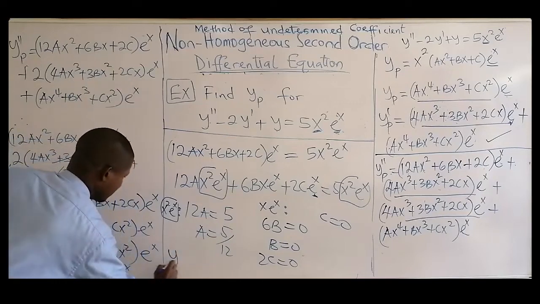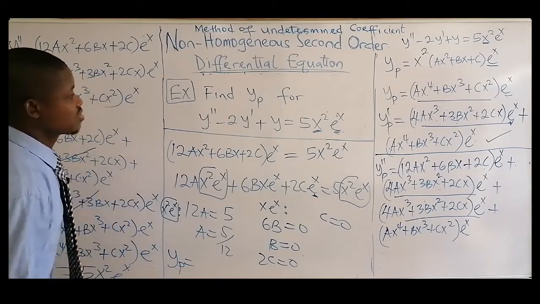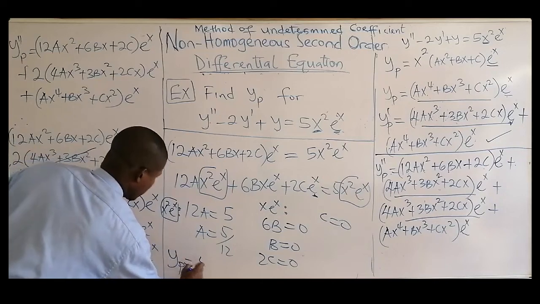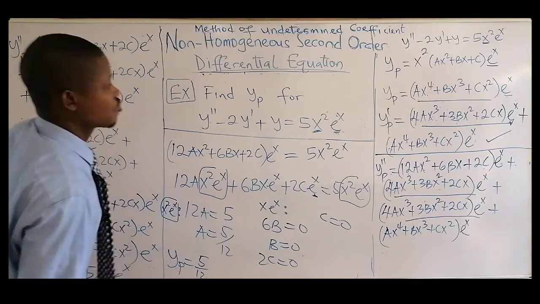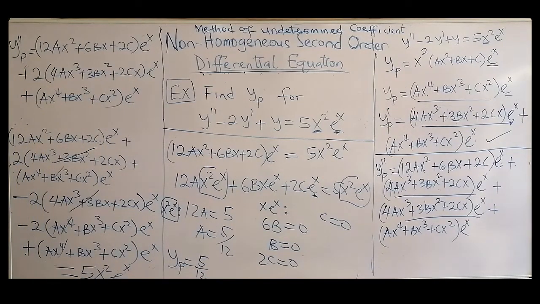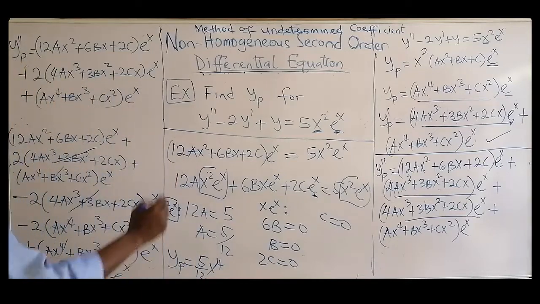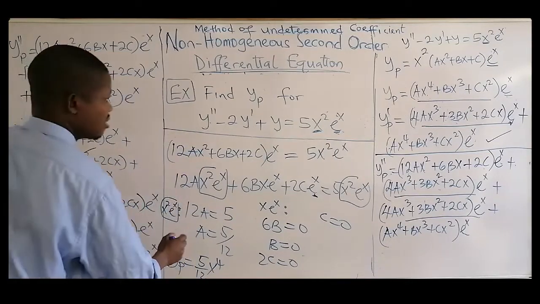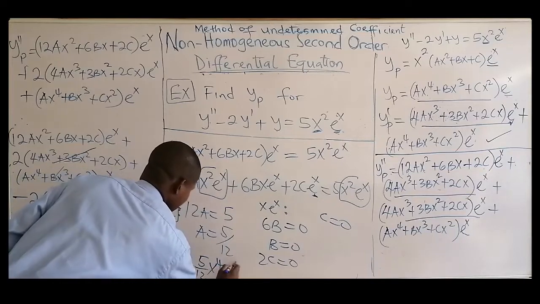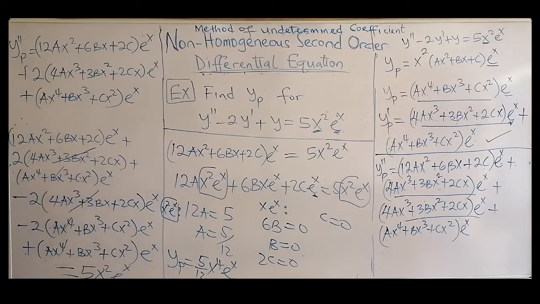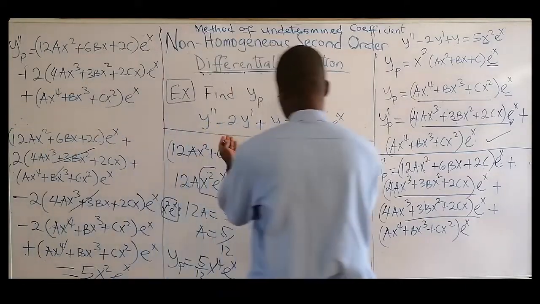So the yp will be equal to what? A is 5 over 12, b is 0, c is 0. So yp is 5 over 12 x⁴ eˣ. That's the answer to that problem, and that's the end of that question. It's a bit long, that's the nature of the question.